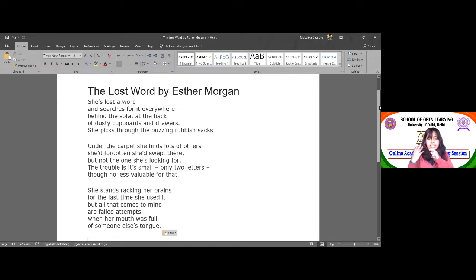She stands and she's thinking about it, like she's trying to go through her memory, trying to remember where was the last time she used it, because we usually try to connect our memory to see when was the last time we used it and then where we kept it. Similarly, she was doing that for this word. She was thinking, when did she use this word the last time? But she could think of nothing. Nothing was coming to her mind except the attempts where she failed to remember. Like the failed attempts when her mouth was filled with someone else's tongue, matlab someone else's language.